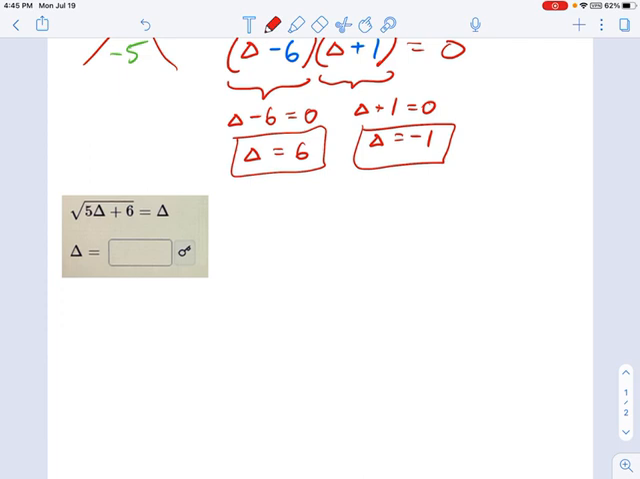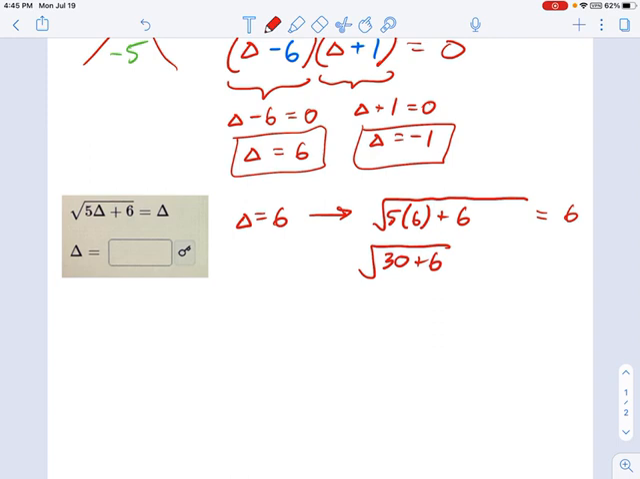So I'm going to write my equation for delta equals 6. What's my equation? It's going to be the square root of 5 times 6 plus 6 equals 6. Let's see if that's true. So that's the square root of 30 plus 6 equals 6, and the square root of 36 equals 6. Yeah, that looks good. So I've got at least one solution that works.